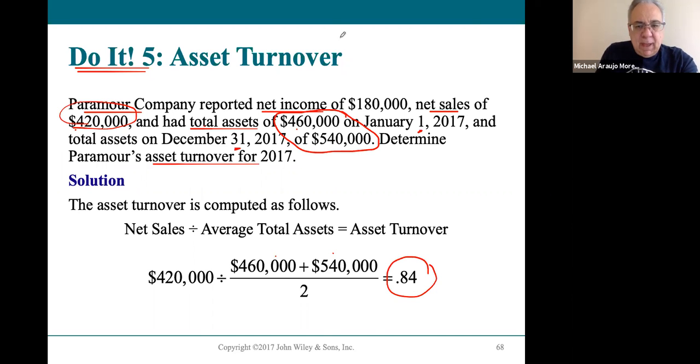Okay. So that's basically the rest of the chapter. I think it's relatively straightforward. Any questions?